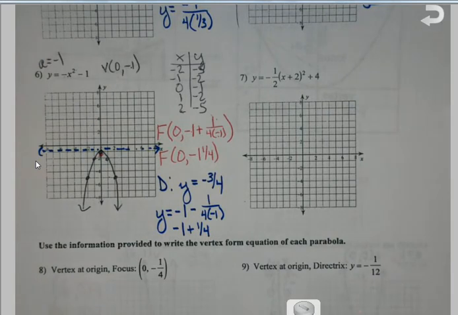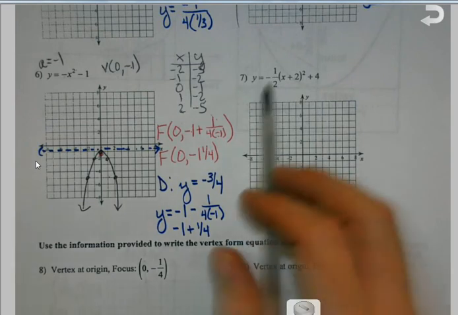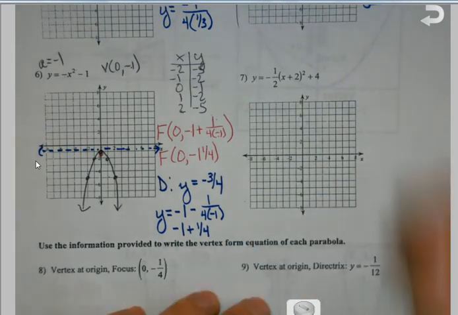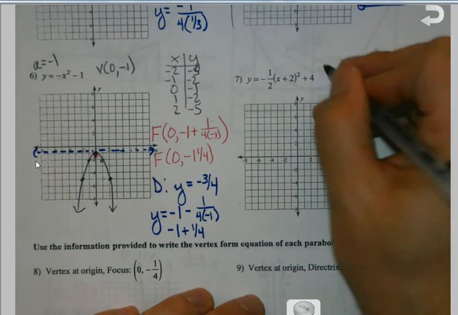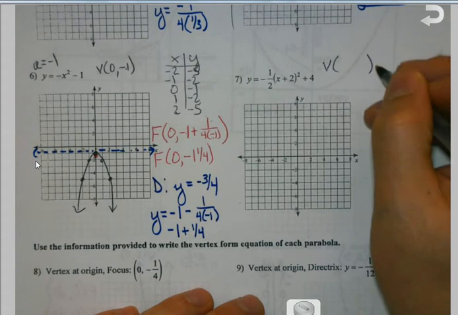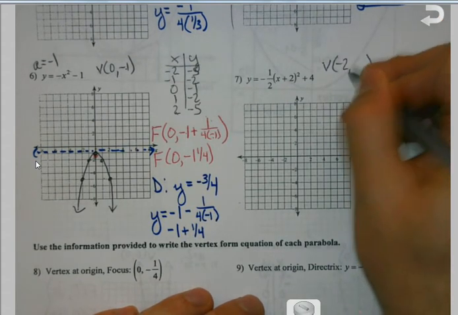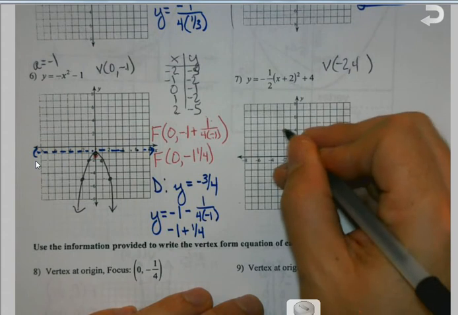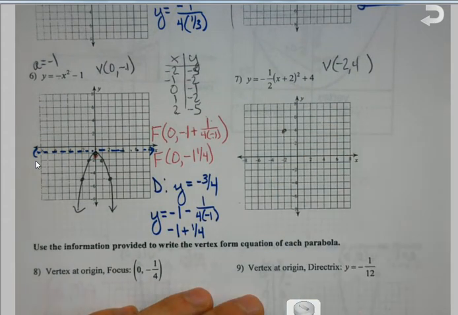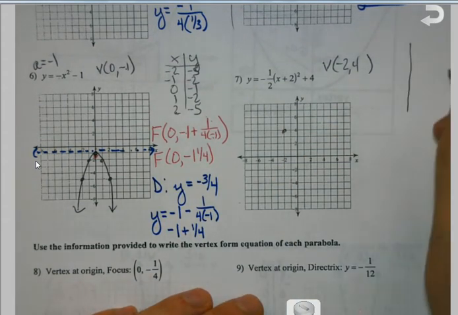All right, one more, because I want to make sure, again, now we're going to blend everything together here. We're going to shift, we're going to change the a value, see what we got here. Where's our vertex? Negative 2, 4. Now, a little more mental math to do this time.